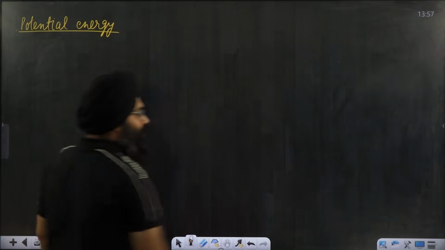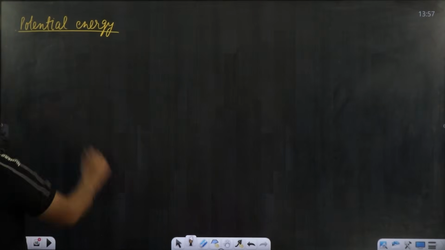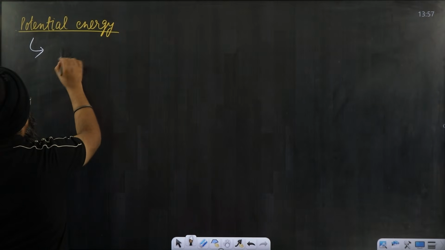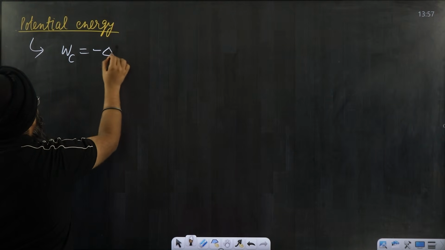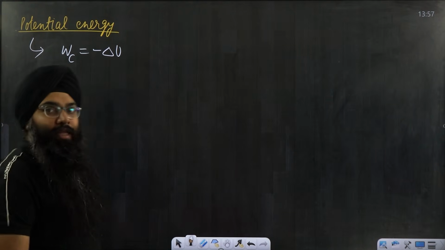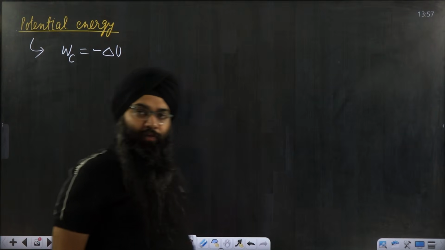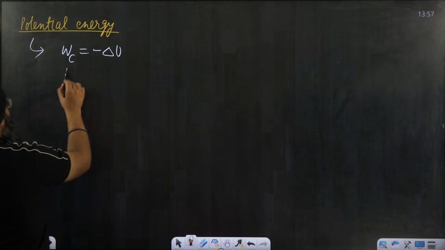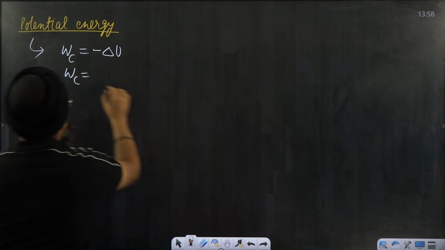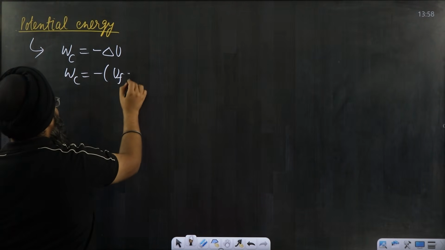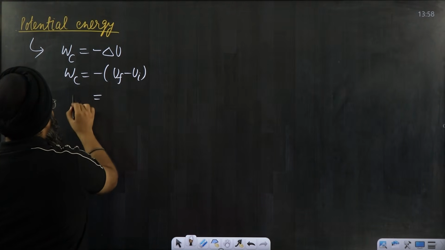Mathematically, how will we define potential energy? Potential energy is defined by this concept: work done by the conservative force is always equal to minus delta U. That means I can also write it as work done by conservative force is equal to U initial. See, delta U means U final minus U initial. So what will be the work done by the conservative force?